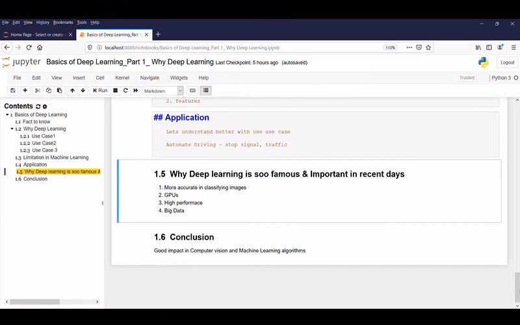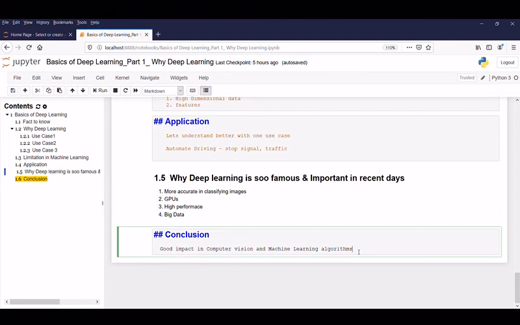I hope now you get the reason why deep learning is getting a lot of attention and is making a very good impact in computer vision and natural language processing.